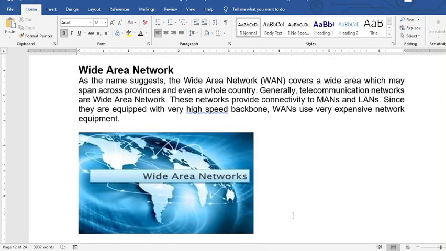The last one, the 4th, is the wide area network. As the name suggests, it may cover the entire province, the country, a continent, or even the whole world when we say wide area network.